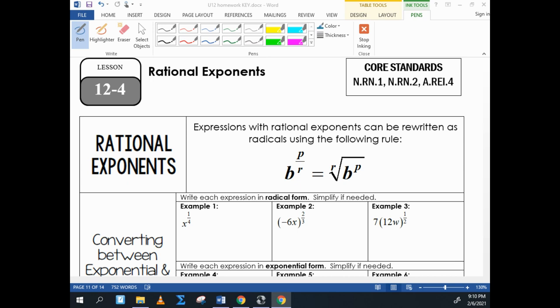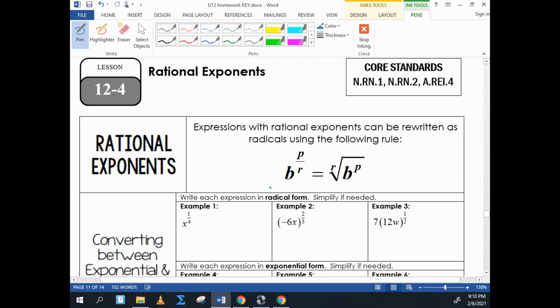Okay, this lesson 12-4, we are working with what we call rational exponents. Rational is just a fraction. So we've got fraction exponents here. Basically what this lesson is, we're rewriting things from what we call exponential form to radical form.